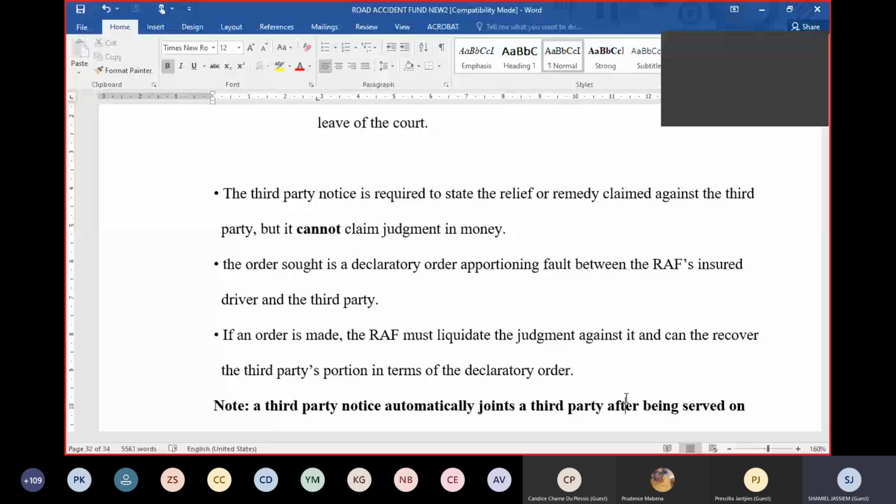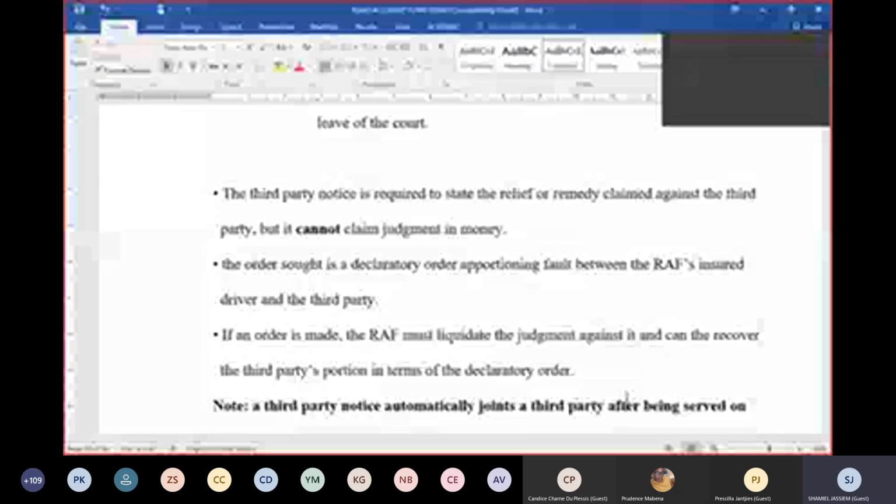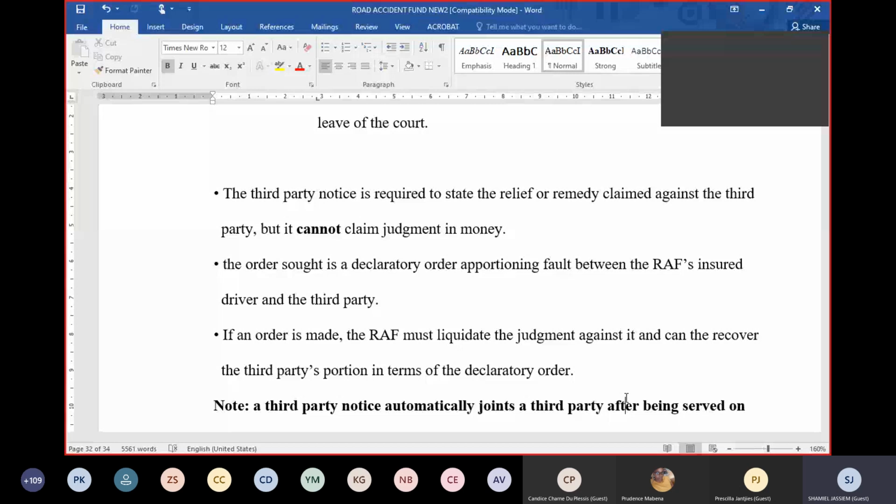However, if you are joined as a third party, the court cannot grant any one of those two orders. The court cannot make an order that you must pay damages jointly or apportion the damages. The court may not grant those two orders. All that the court can do is to grant a declaratory order. Now, I'll explain that. All that the court may do when you're a third party is grant a declaratory order.